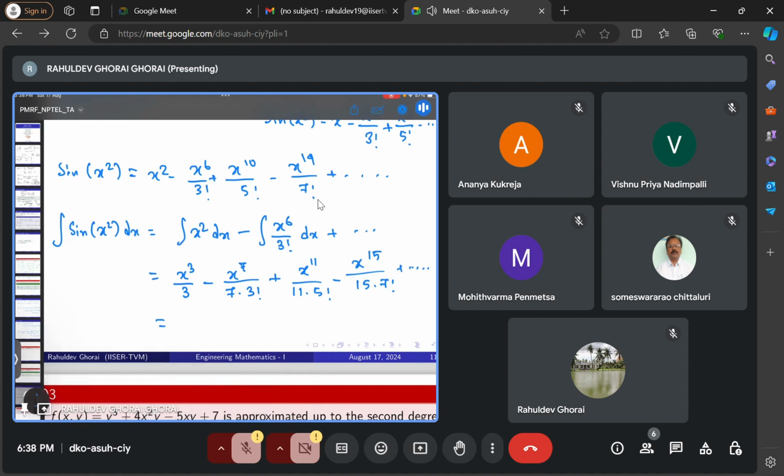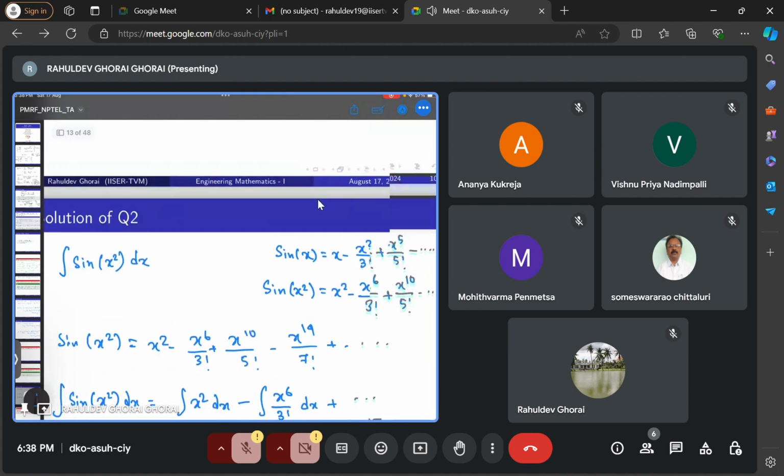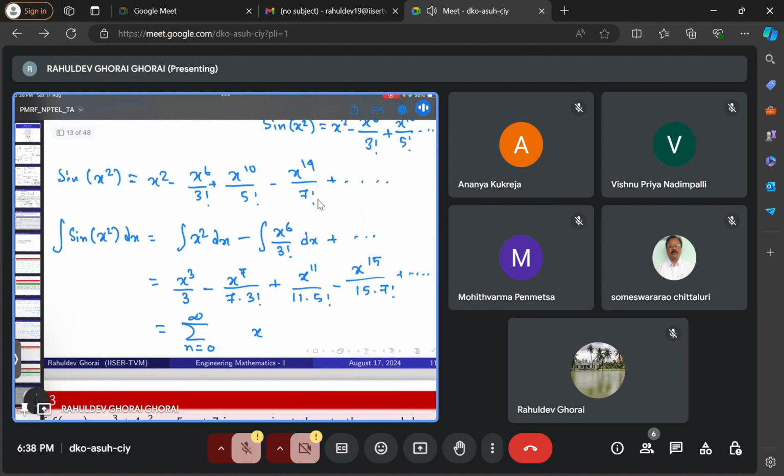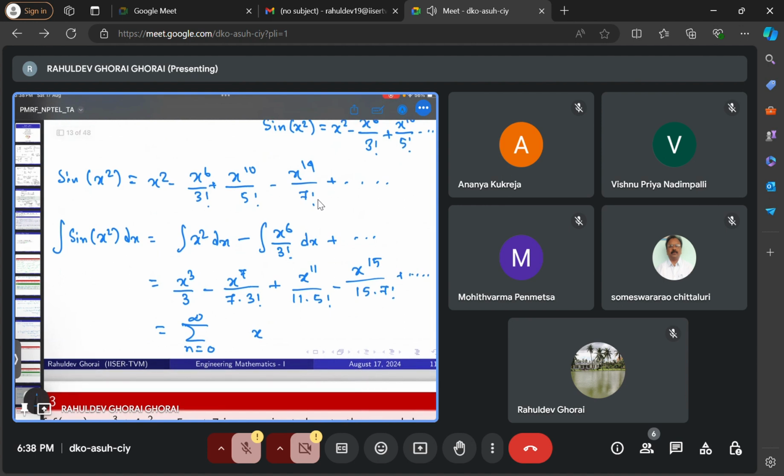Okay, so let me write it in summation form, n equal to 0 to infinity. First of all, we have to keep x to the power, so what will this be? Not 2n plus 1, not 4n plus 2, but 4n plus 3. So n equal to 0 gives 3, n equal to 1 gives 7, n equal to 2 gives 11, n equal to 3 gives 15. Okay, so it's fine.